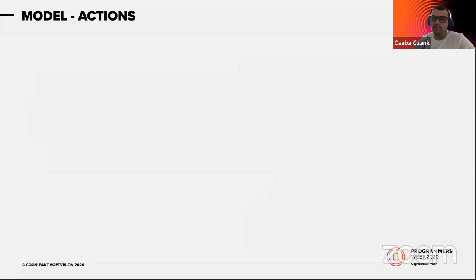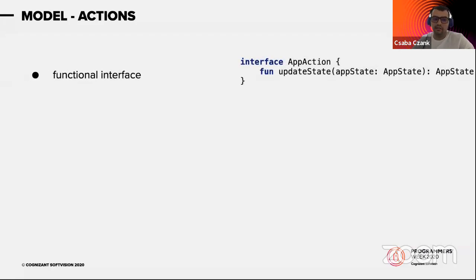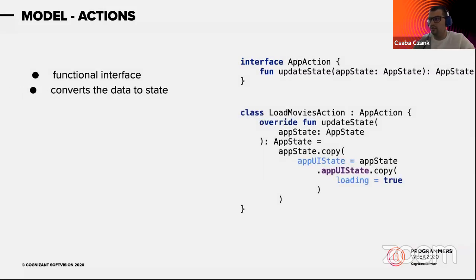The second element of the model is the action. As mentioned previously, the actions are the result of event processing. In our case, the action is a functional interface. Its only responsibility is to convert the data to a new state and to update the state. As you may notice, the new state is created by cloning the existing state and updating the properties.